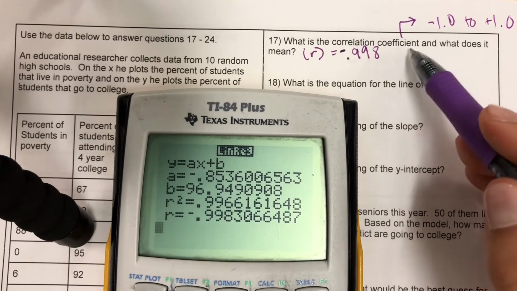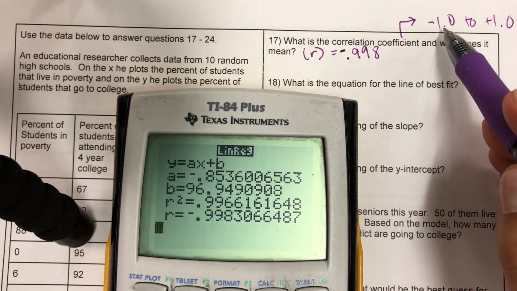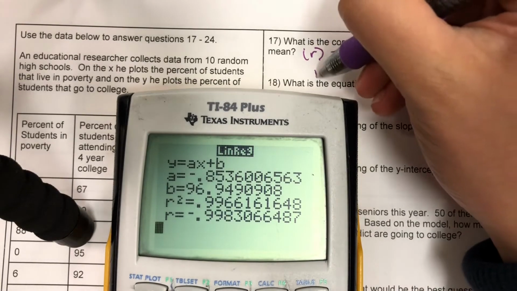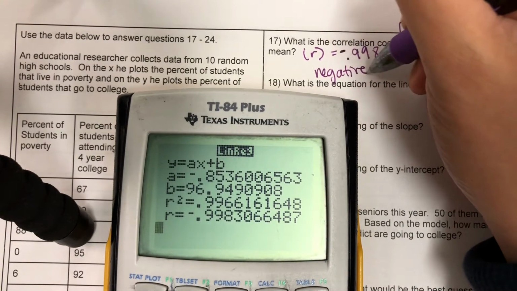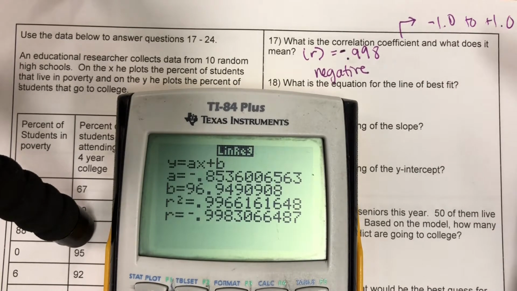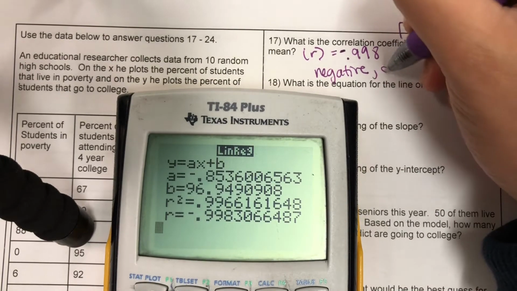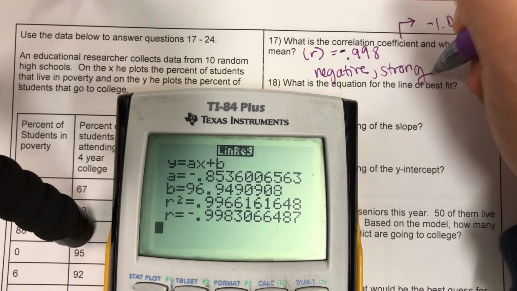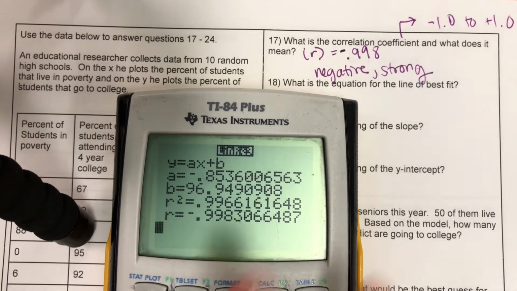So what does this correlation coefficient tell you? Since it is negative, first of all, you can say it's a negative correlation, and because 0.998 is so extremely close to negative 1, you can say it is a strong negative correlation.